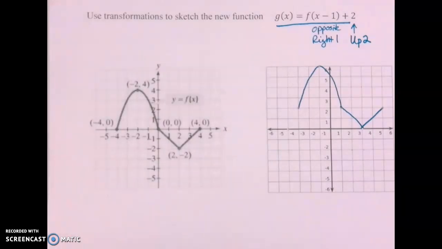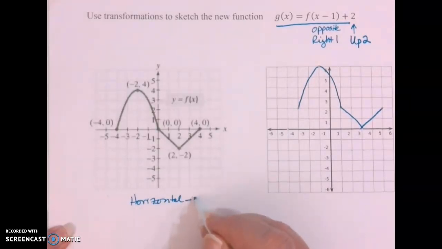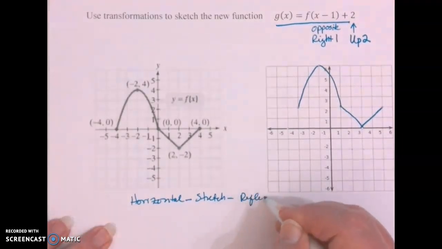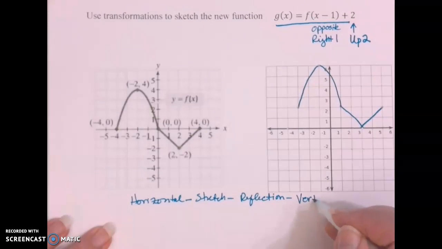Remember, there is an order. If you have a stretching or shrinking or reflecting, we didn't do stretching and shrinking in this class, but those are possible. But the order is horizontal, then the stretch or shrink, then reflect, and we didn't have a reflection this time with this particular function, though we did on our Unit 1 test, and finally is the vertical.